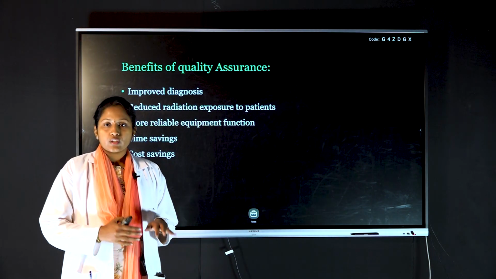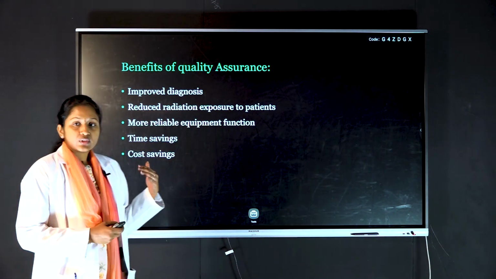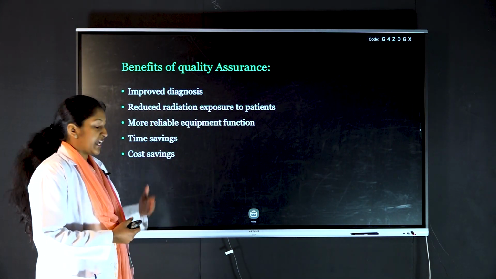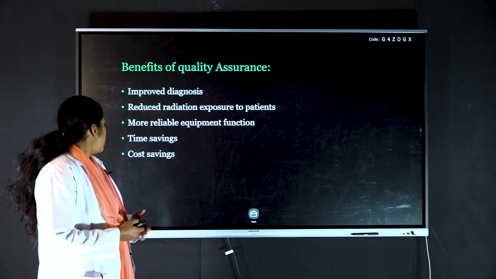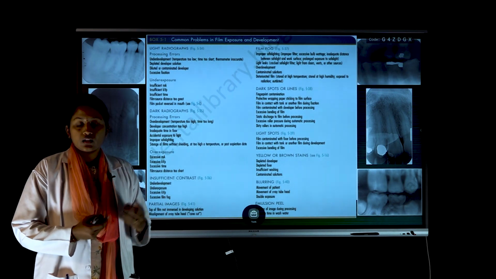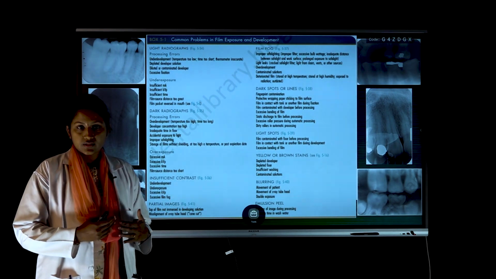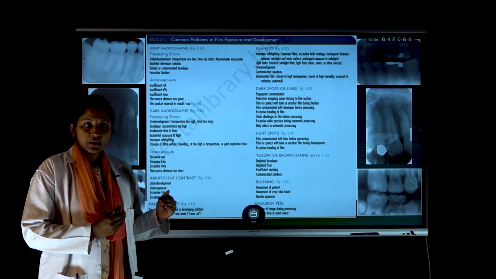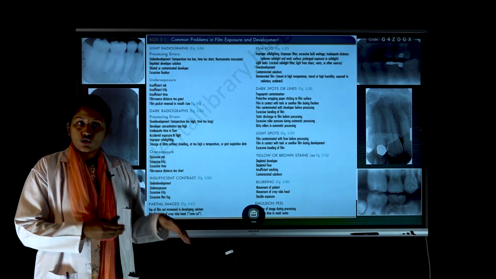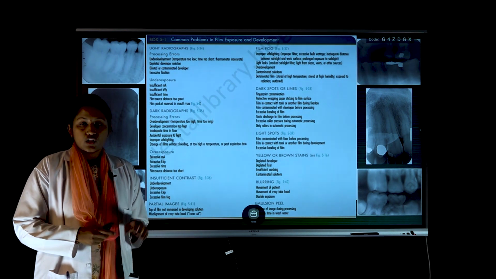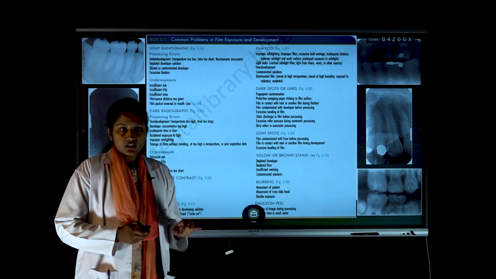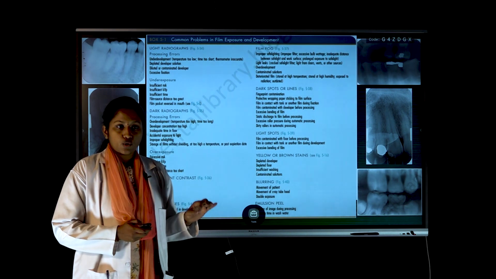First, the benefits of quality assurance are mainly to improve the diagnosis, to reduce the radiation dose to the patient, for time saving and cost saving, and also for more reliable equipment function. Generally, we encounter a number of errors in the radiographs. Most of the time that can be a processing error made by an operator, but most of the time that can also be because of equipment errors. In order to prevent these, a few steps and procedures are to be done to ensure that the equipment is functioning properly.